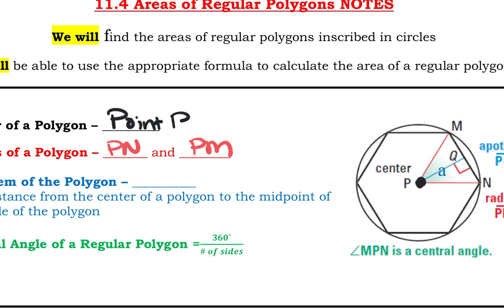The next one's asking for the apothem. The apothem appears to be like a radius, but that's the one that doesn't touch the circle. So that's going to be that blue line. So here, our apothem is going to be P to Q. All right, and the apothem is what we'll be using to find the area.